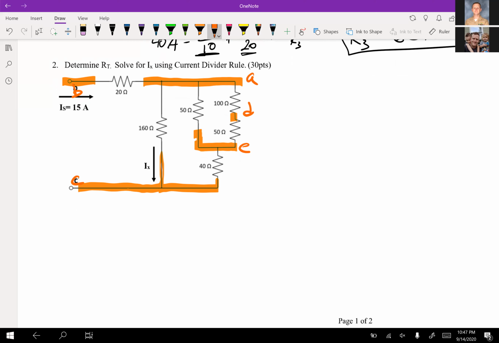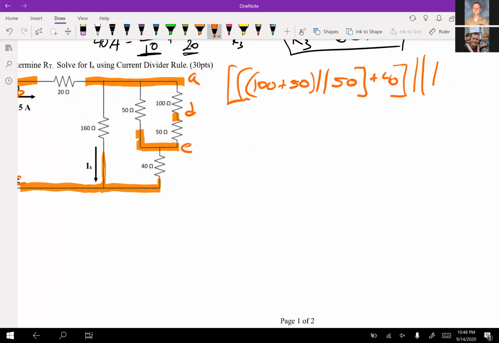And we can combine them. 100 is in series with the 50. Those are in parallel with the other 50. All of those together are in series with the 40. All of that is in parallel with the 160. And everything together is in series with the 20.